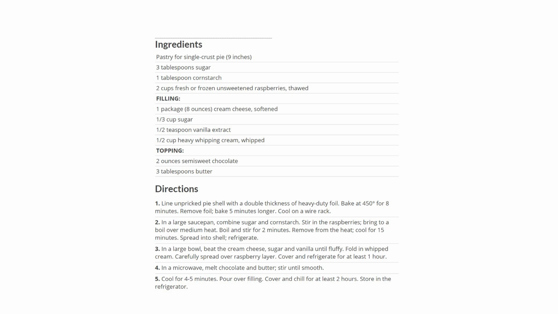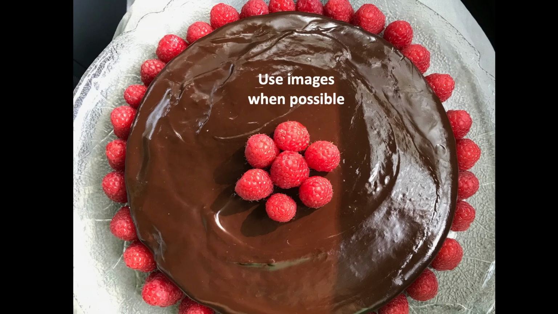So I can read this to you. Here's your ingredients: pastry for a single crust pie, 3 tablespoons of sugar, 1 tablespoon of cornstarch, 2 cups of fresh unsweetened raspberries, et cetera, and so forth. And you get that.